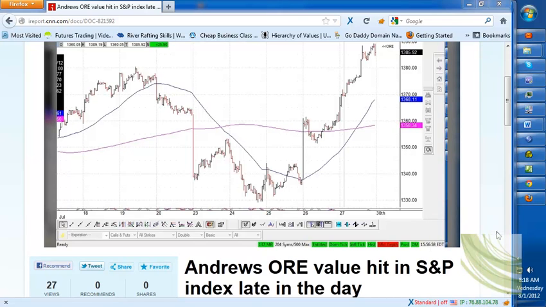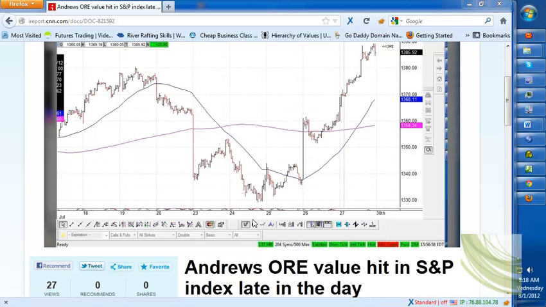Hi, this video is about using the ORE indicator. Now, the ORE indicator is a geometric indicator. It's a reaction line, and it is what Andrews considered his most reliable indicator for getting in right near the beginning/end of a move.